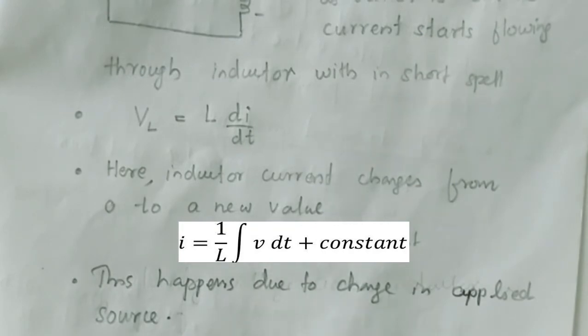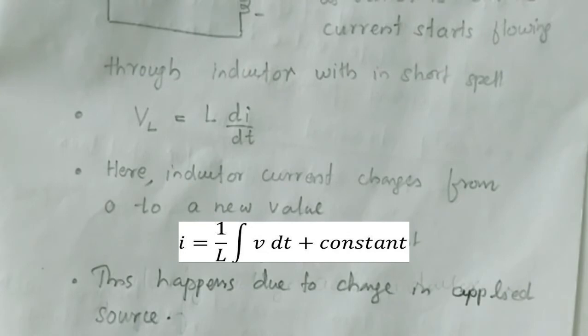Now due to switching, what happens? Some DC voltage suddenly occurs across the inductor. Current through the inductor changes from 0 to a new value. So due to application of this DC voltage, current through the inductor changes from one state to another state. The response in a network, that is voltage or current, due to the application of a source, it may be voltage source or current source, for a long time is called steady state response.